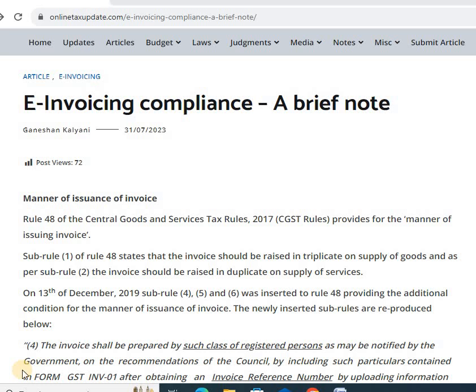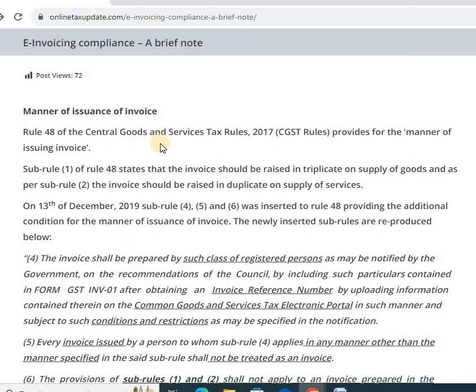E-Invoice compliance. A brief note. Rule 48 of CGST Rule 2017 provides for the manner of issuance of invoice. Subrule 1 of Rule 48 states that the invoice should be raised in triplicate on supply of goods, and as per Subrule 2, the invoice should be raised in duplicate on supply of service.